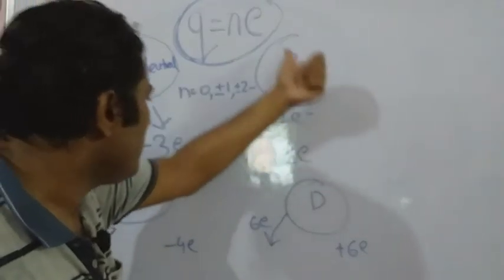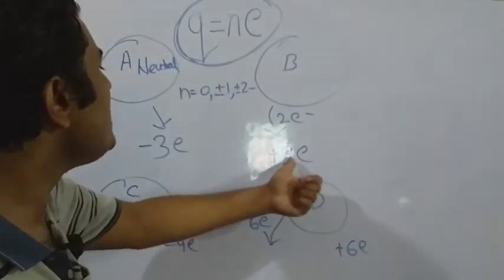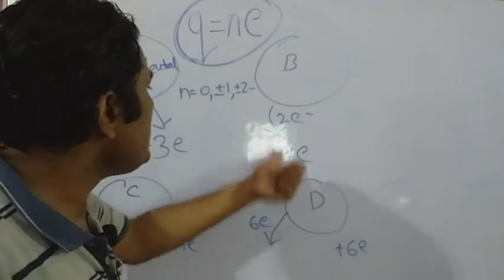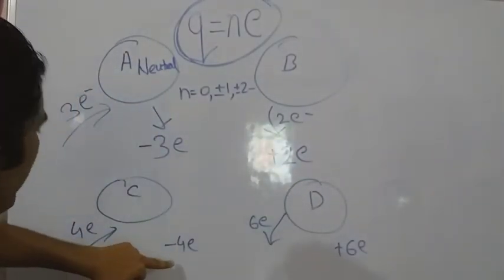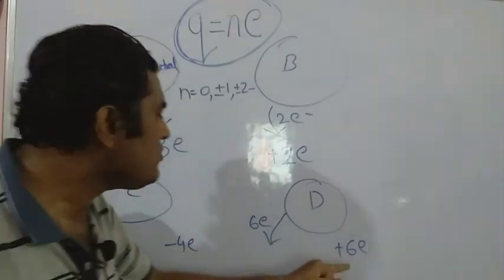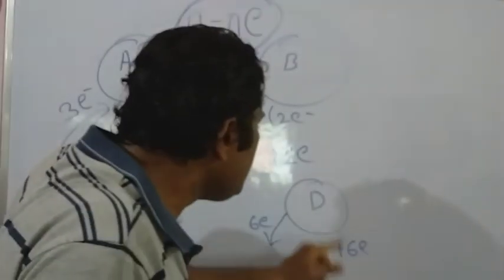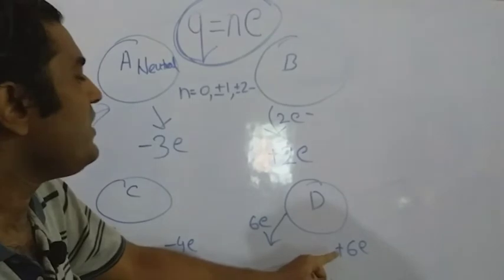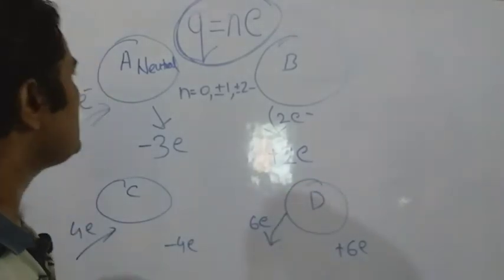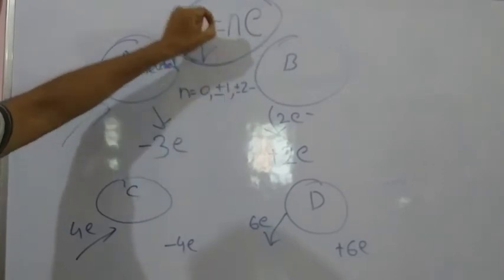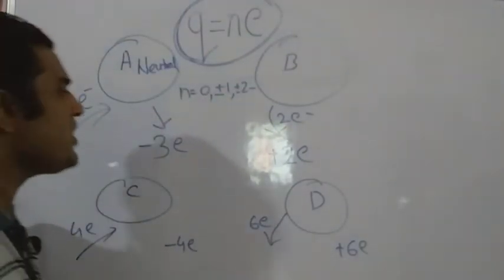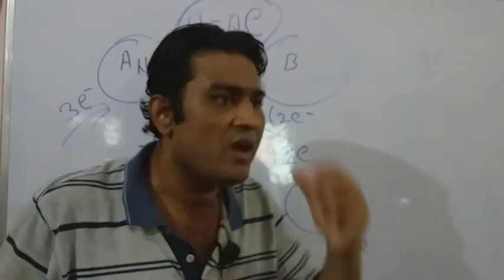Now look at body B. The charge on this body is plus 2e, and plus 2 is the integer here. The charge on this body is minus 4e, and minus 4 is the integer. The charge on this body is plus 6e, and the integer is plus 6. Is that clear? So every charge equals ne, an integral multiple of the basic unit of charge, or the elementary charge.